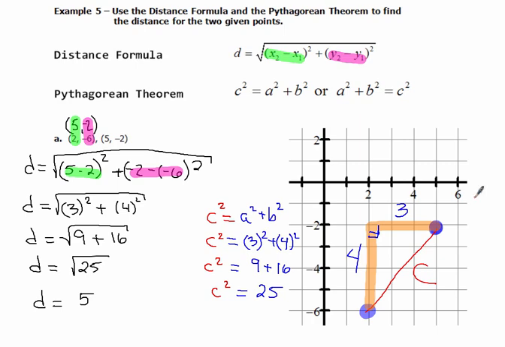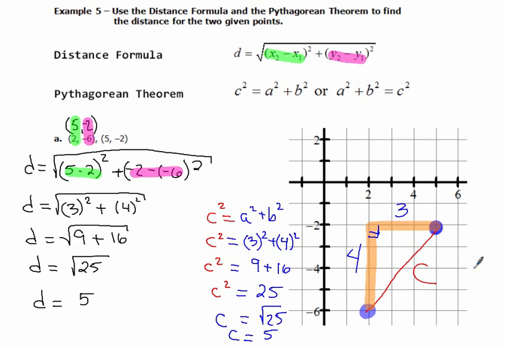But since we're dealing with distance here, the only thing that we're going to be concerned about is just the positive square root. So to find the value for c, that's going to give us the positive square root of 25, and the value of c is 5. Now, that is the distance that we found before using the distance formula, and since both values are the same, that means that I did the distance formula correctly and the Pythagorean theorem correctly.